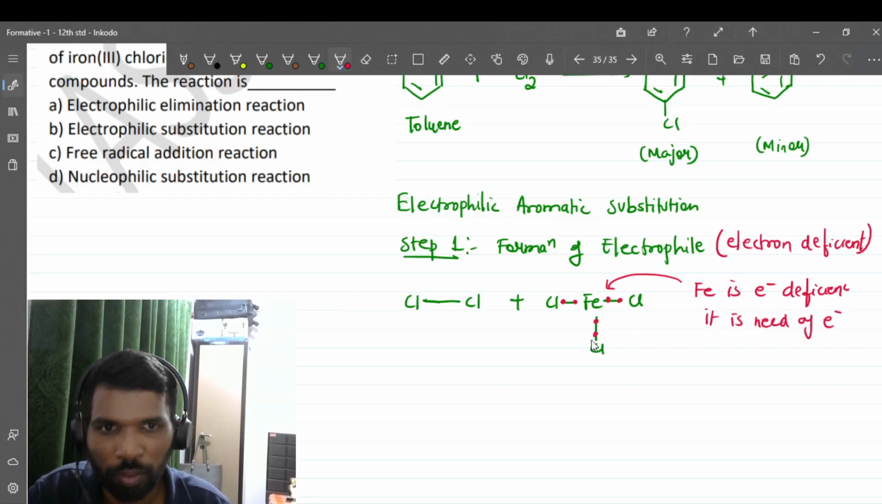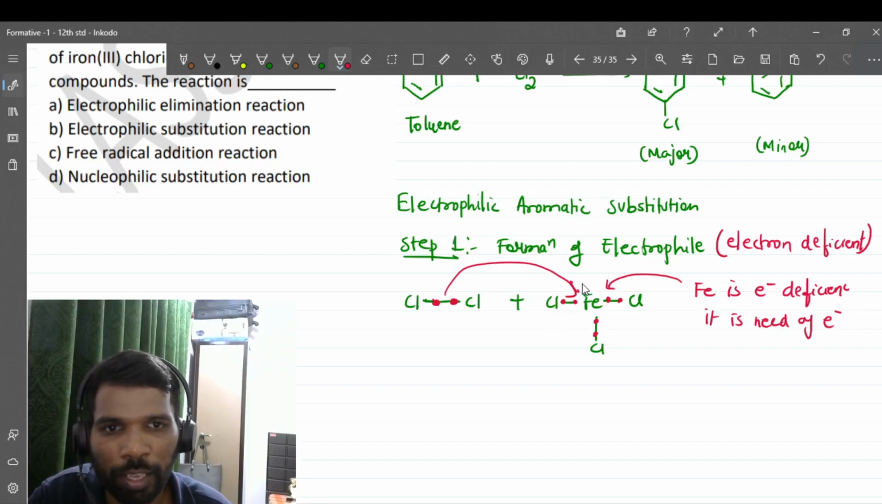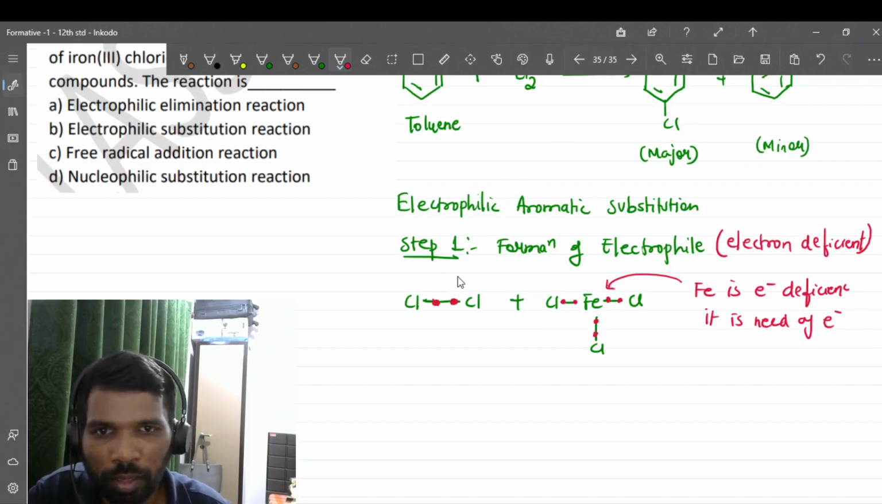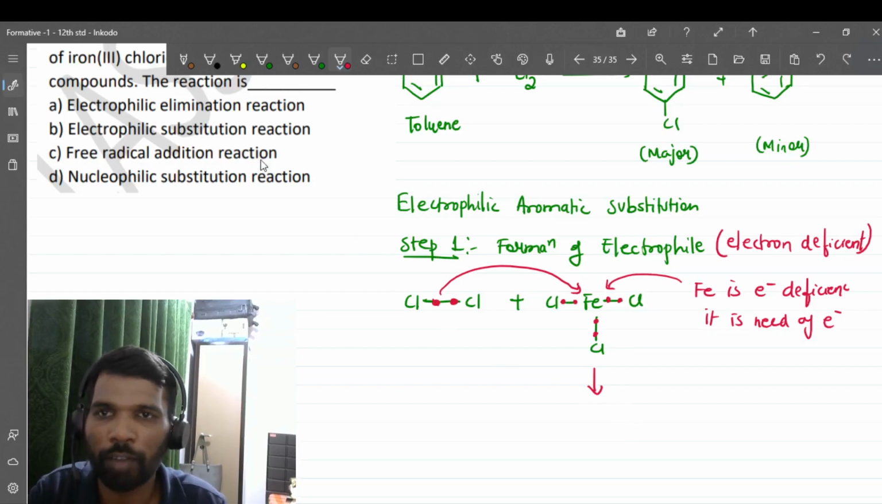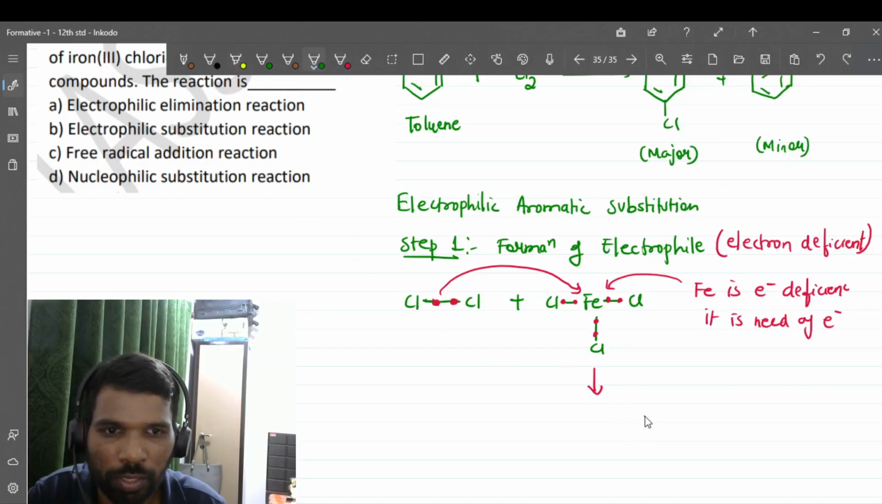So what will happen whenever something is an electron deficient species? Who will donate? There is a pair of electrons over here. It will be getting donated to this Fe. Means this bond is losing, let's say this chlorine is losing, and this chlorine is getting connected to this. After the reaction, what you are going to have is Fe, Cl, Cl.